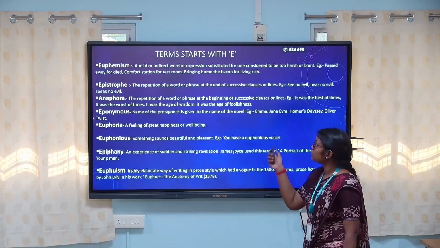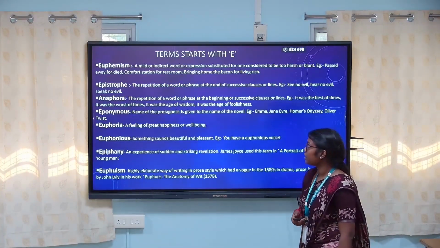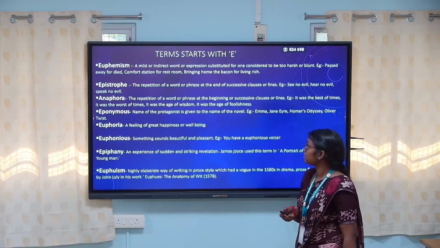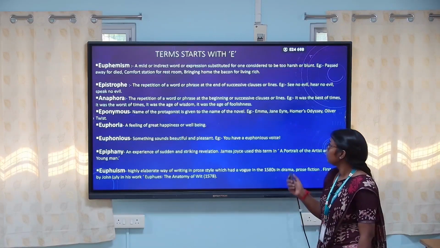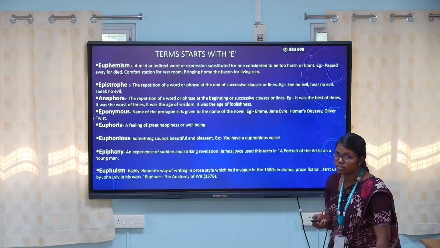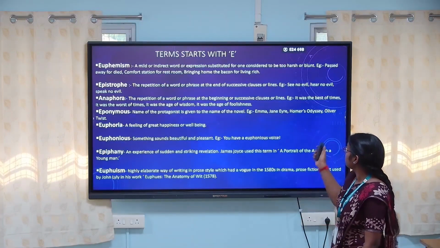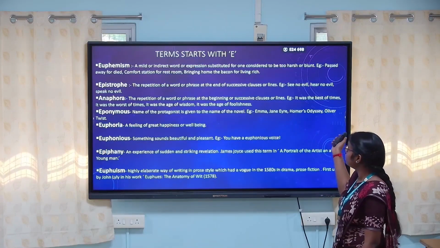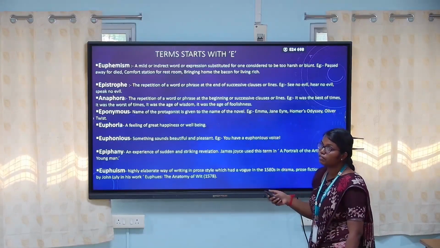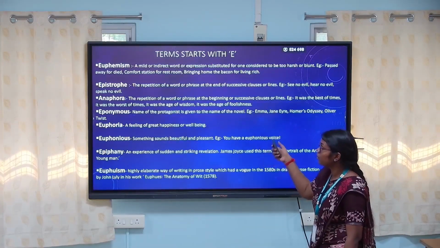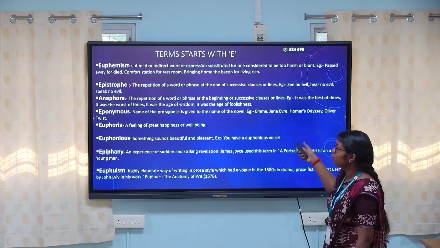The second important term which starts with the letter E is epistrophe. Epistrophe is nothing but the repetition of a word or phrase at the end of successive clauses or lines. Through this example, we can understand easily. See no evil, hear no evil, speak no evil. Here the epistrophe, no evil, is repeating at the end of each line.